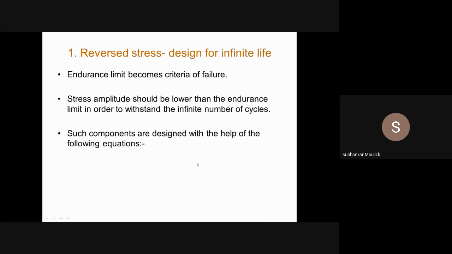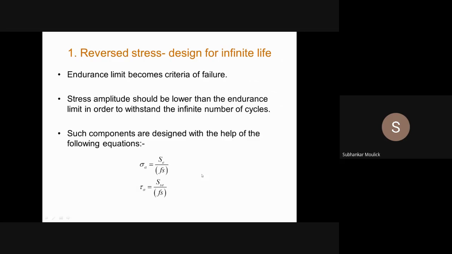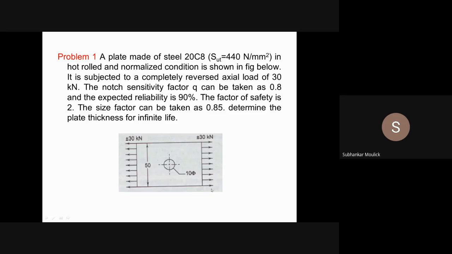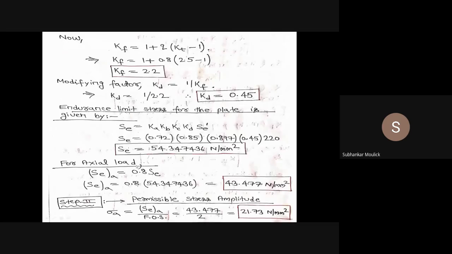Fine. And just now we have seen that for axial loading, SE axial is how much? SE axial is 0.8 times of SE. Just now we have read. So SE axial is 0.8 into this SE. So SE axial becomes 43.477 Newton per mm square. That is the endurance limit for axial loading condition. Is it clear, this SE axial?